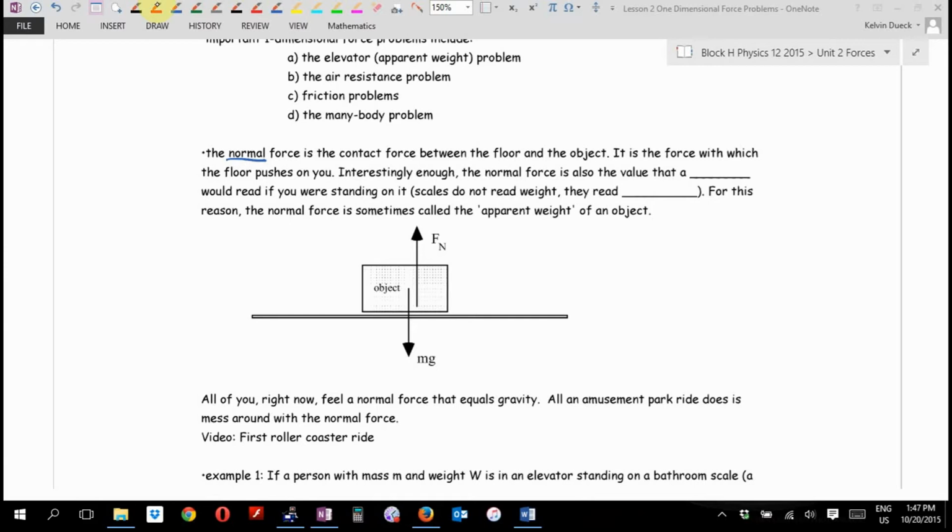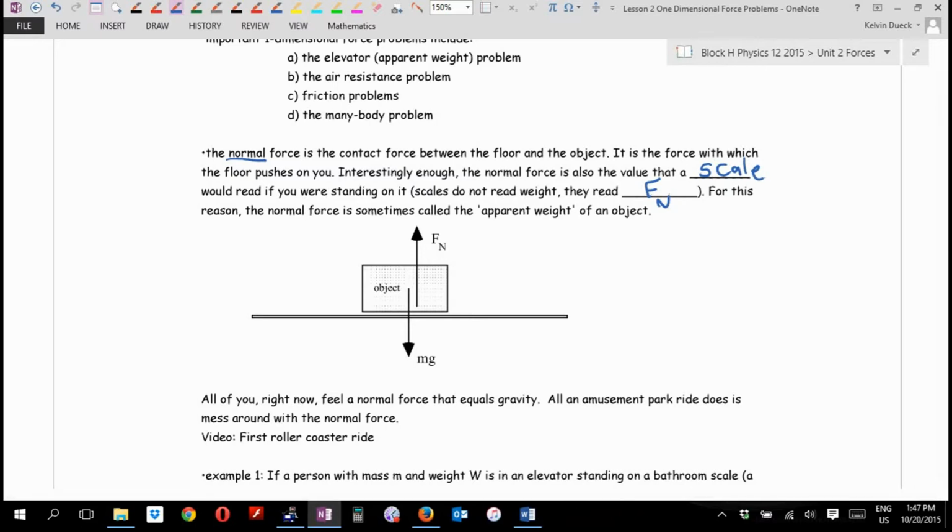So, interestingly enough, I wrote, the normal force is also the value that a scale would read if you were standing on it. Kiowa, my friend, scales don't read weight. Have I convinced you with my little experiment here? I hope. They read the normal force, and my abbreviation for normal force is F with a subscripted N.